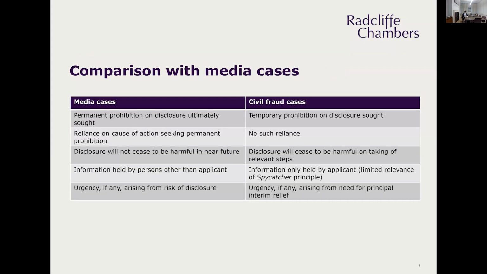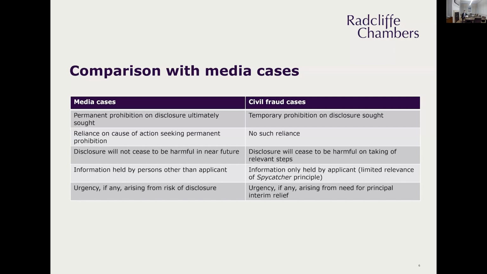There is a need, as I've mentioned, for us to compare the position with how Indos are sought in the media cases. There's a conceptual difference between our civil fraud cases on the one hand and media cases on the other hand, and it's important for us to understand that conceptual difference if we are to understand how to obtain our Indo in this context. And I've mentioned these two categories of case. There may be cases which fall in between these two categories. I'll allude to them later, time permitting, but we don't need to be concerned with them for now.